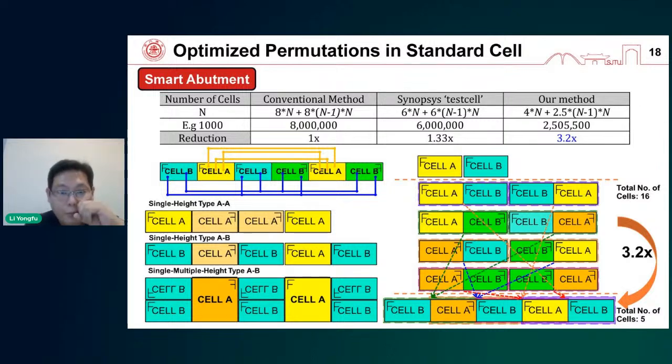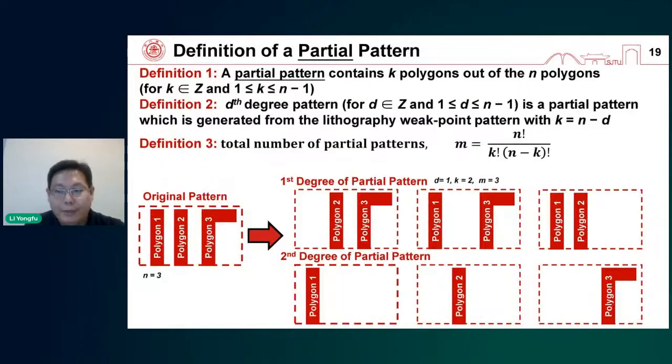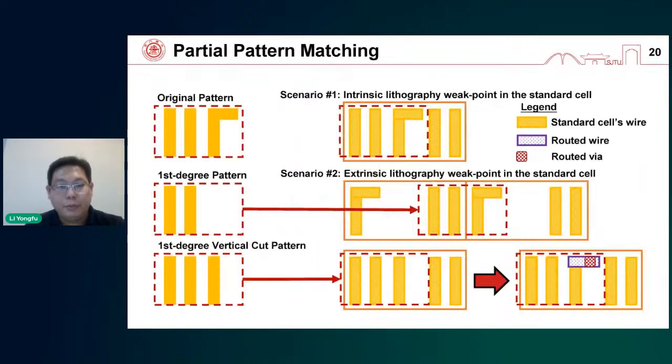The question now is that we have patterns that are being abutted, so how do we harvest the pattern? Back then I realized that a full pattern is something that we've seen on the left-hand side, known as the original pattern. A pattern is made up of a number of polygons within the context, and some polygons are generated in different contexts. For example, in the first scenario, the patterns can be intrinsically inside the standard cells. The pattern can also be generated when we abut 2 different layouts together.